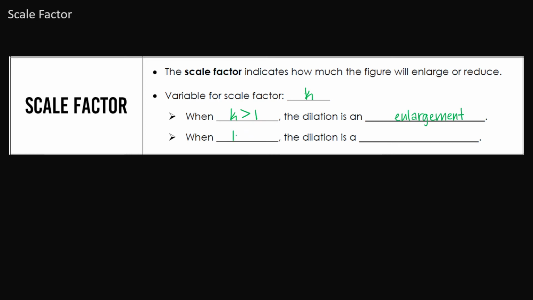But when k is less than 1, mainly we're thinking fractions here, when k is less than 1, the dilation is a reduction. It's going to get smaller. So if your scale factor is 1/2, that means your image will be half the size of the preimage.